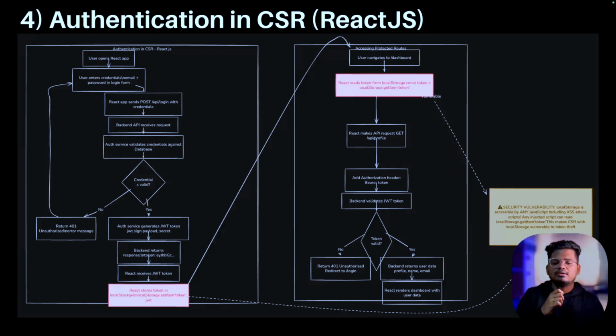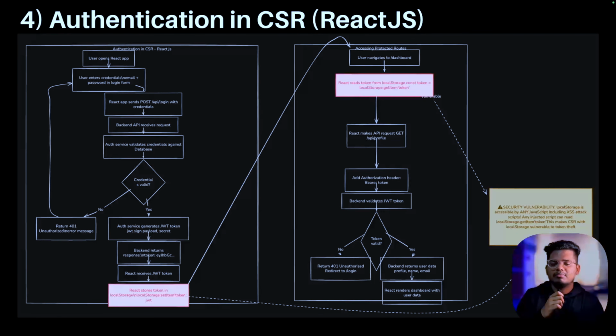Second, the React app sends a POST request to /api/login with those credentials to your backend API. Third, the backend receives the request and validates the credentials against the database. Fourth, we hit a decision point. Are the credentials valid? If no, the auth service returns a 401 unauthorized error message and the user is denied access.